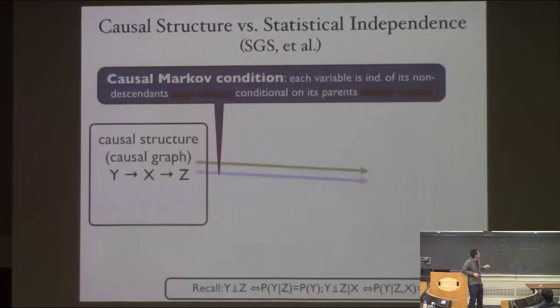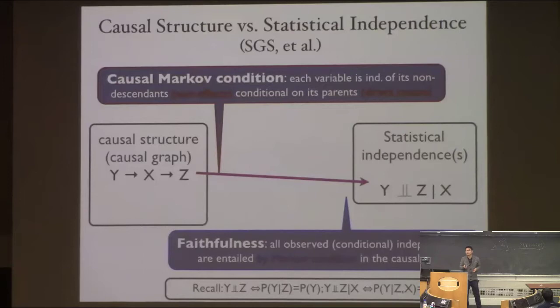Essentially, with the Markov condition, we can go from the causal structure to the statistical properties of the data, the independence properties of the data. And with faithfulness, we can go back. Because faithfulness just says all observed independence or conditional independence relations in the data are entailed by the Markov condition on the graph. There are no extra independence relations in the data.